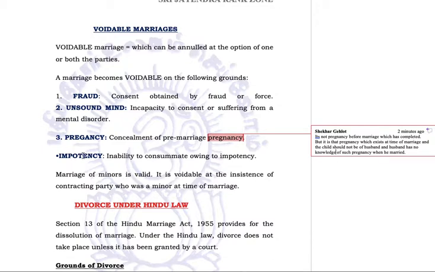Impotency. Inability to consummate owing to impotency. One party to the marriage, either female or male, is impotent. They are suffering from impotency.